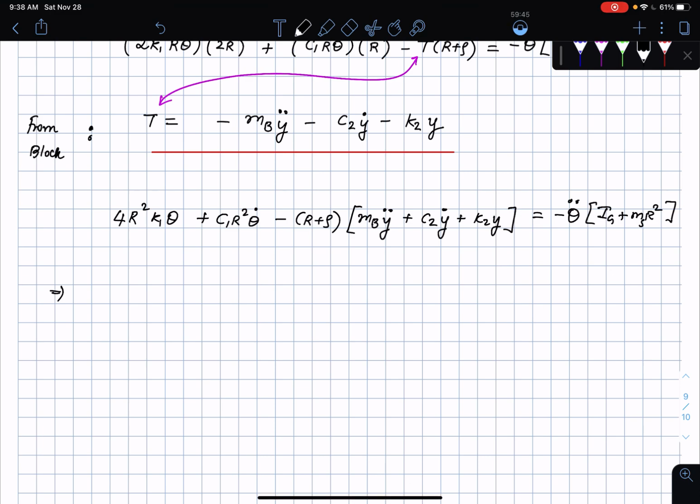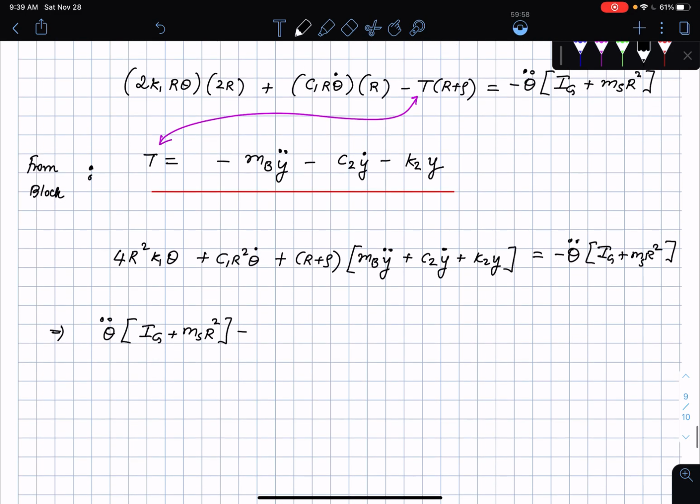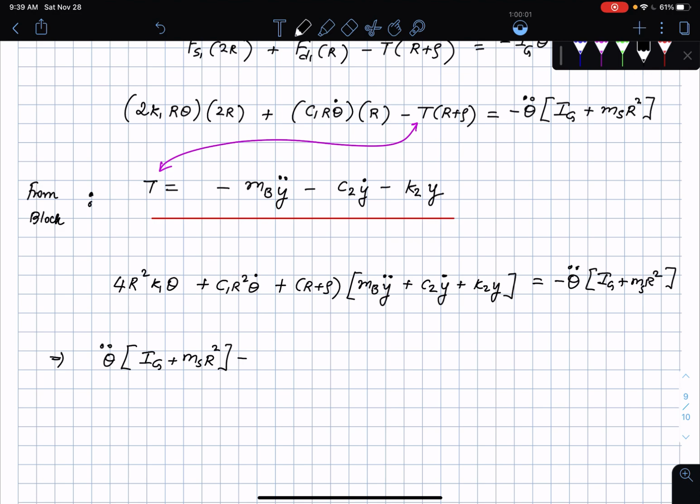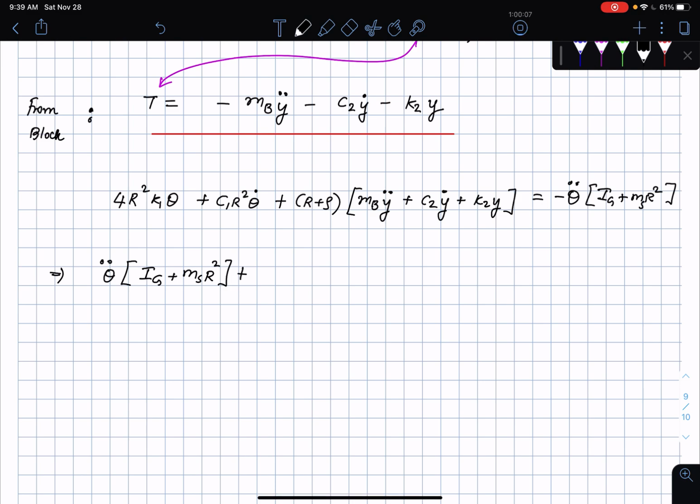Okay, so here is what I'm going to end up getting. This is theta double dot times Ig plus ms r². And then look at this, y double dot is going to be the following. This is a plus sign, I'm sorry, because all of them become positive, because the tension had a negative sign accompanying it, and that was minus mb, minus c2, and minus k2, so they all become positive. So this is plus mb times r plus rho, and y double dot is r plus 2 rho times alpha of the spool, which is theta double dot. Then I'm going to have c2 times r plus rho, r plus 2 rho times theta dot.